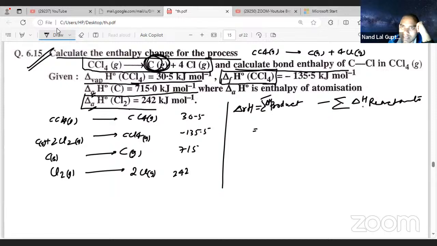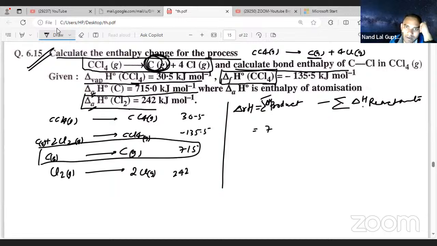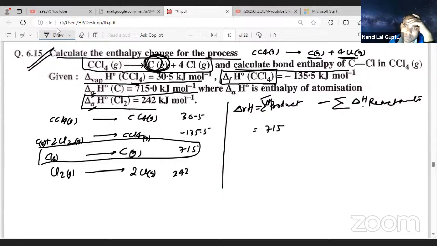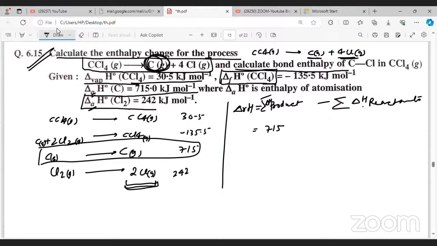So the products are C gas. What is the value of C gas? This is the value, 715. Yes or no? Yes, sir. Another product is 4Cl. Where is the Cl? This is the 4Cl atom, right? Yes or no? Yes, sir.